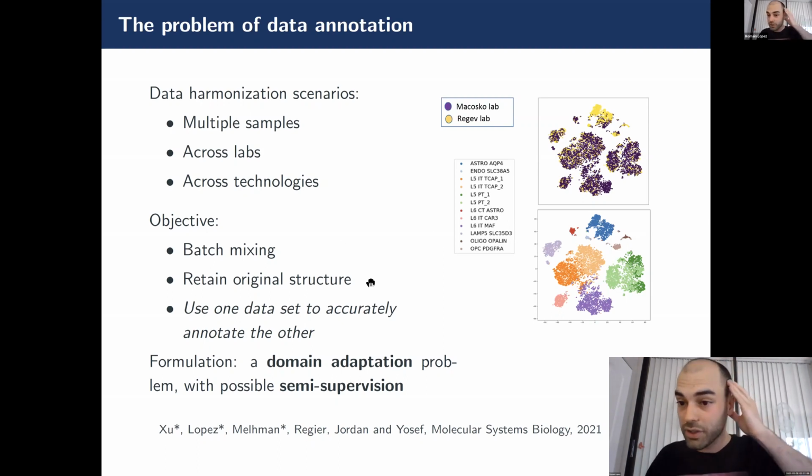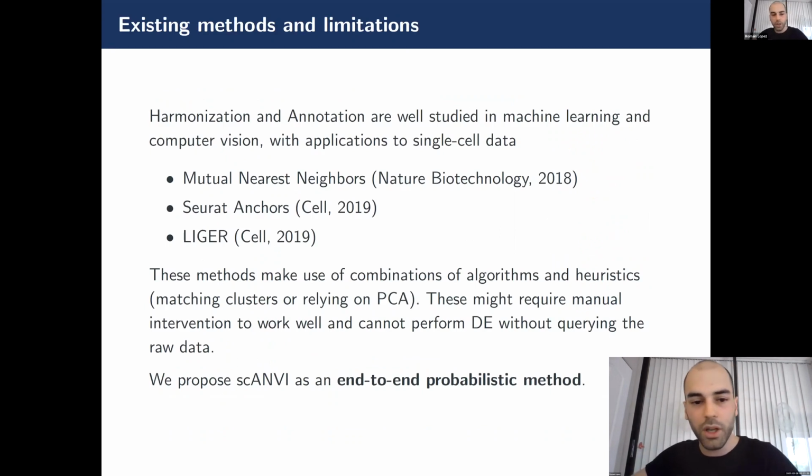But there is another problem, which I haven't talked about so far, which is how to transfer labels from one data set to another. And we did this by using a semi-supervised VAE. There are many methods to do this type of work, but they work by building graphs, matching the graphs, and transferring labels across different graphs, which has a caveat because it cannot perform differential expression. Again, it's not everything in the same pipeline, and we'd really like to push forward this idea.